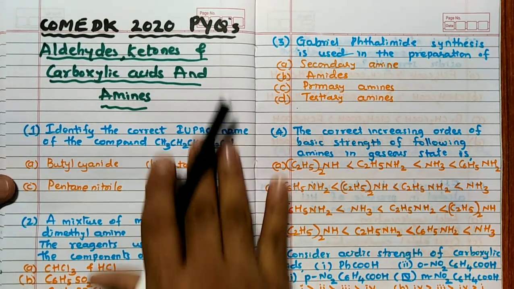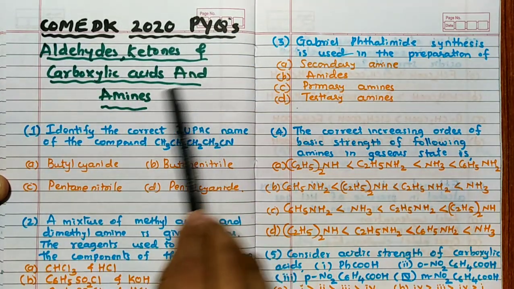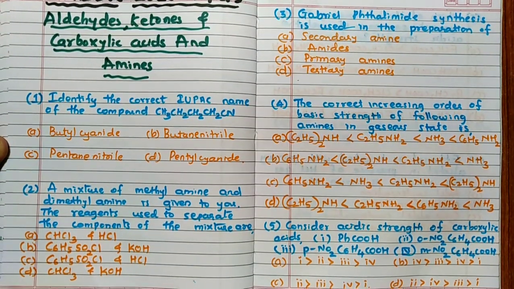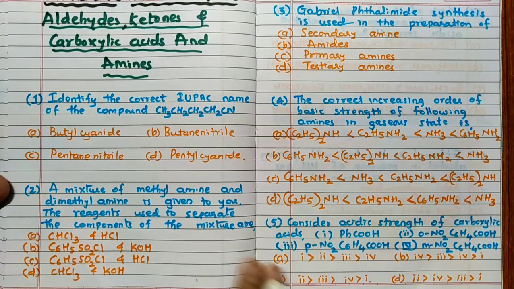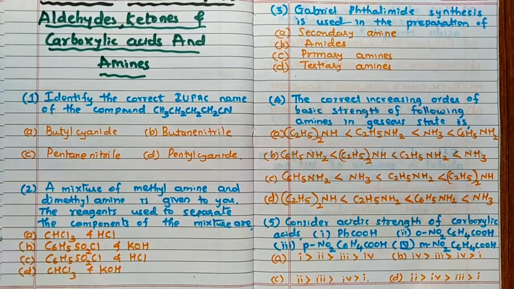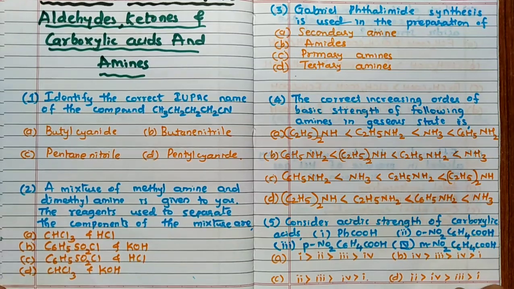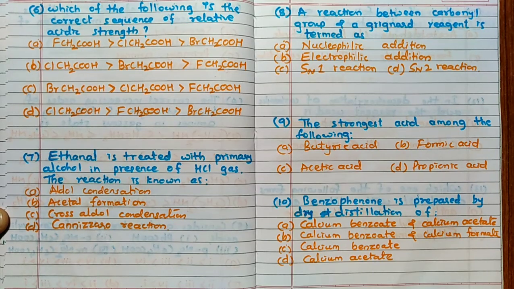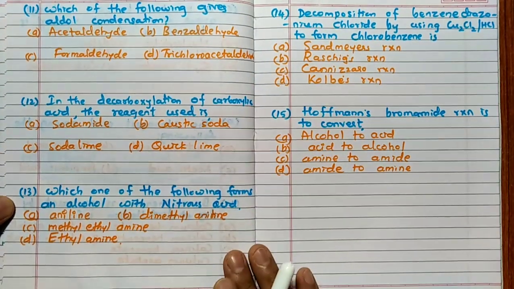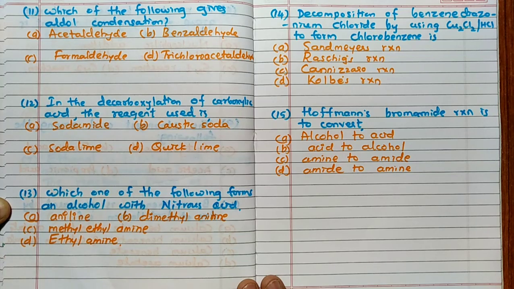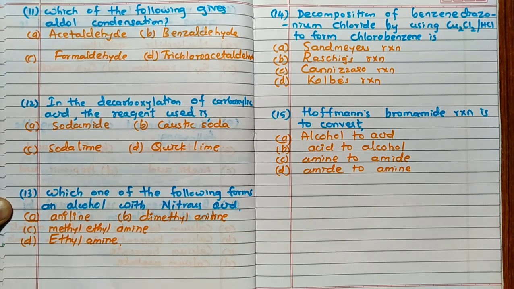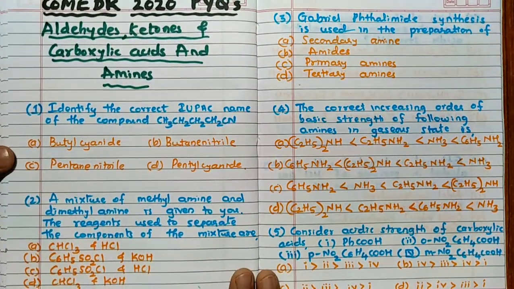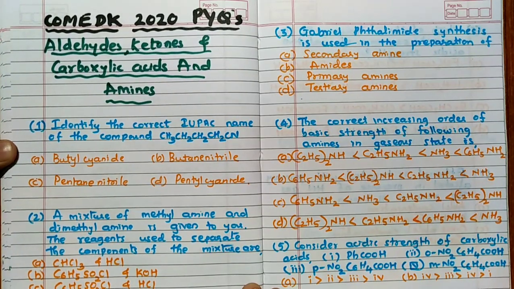In today's COMEDK 2020 previous year questions, I am going to discuss the aldehydes, ketones, carboxylic acids and amines chapter. You can take a screenshot once. These are the 5 questions, then these are the remaining 5 questions, 10 in total. I hope you have taken them. Yes, I have already solved some more chapters in the previous videos. You can go through those if you are a COMEDK aspirant. Your exam is on 19th August.